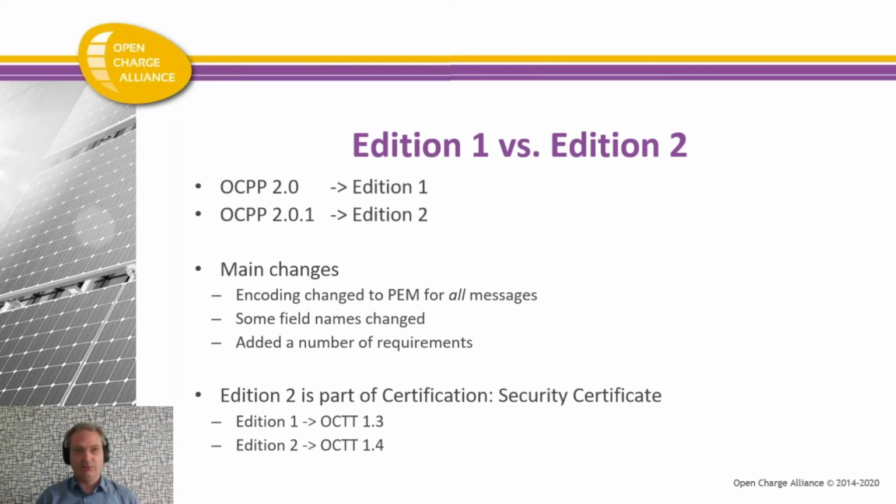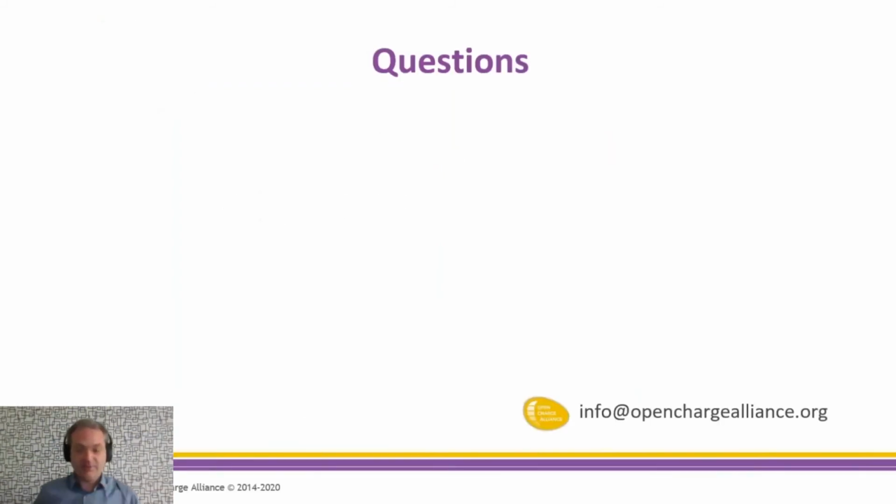And for those of you that also have the OCPP compliance testing tool, edition 1 was originally supported in version 1.3. Edition 2 is now supported in OCPP 1.4. So for those of you that haven't done so already, if you have the OCPP compliance testing tool and you want to test security, please update to the latest version. Then you can test the latest edition 2 version. That's it from my side for now. So it's time for questions.